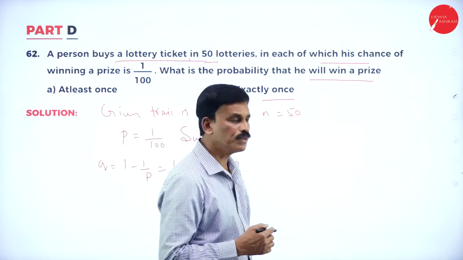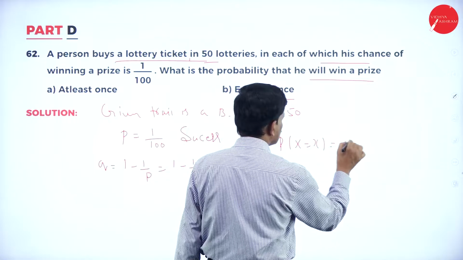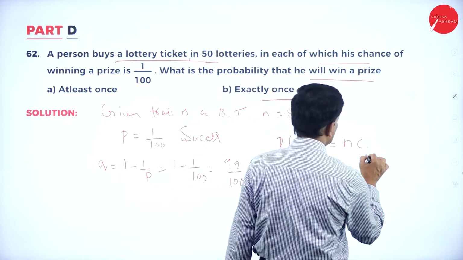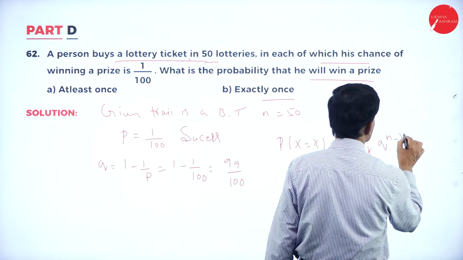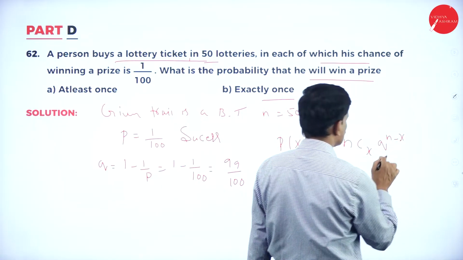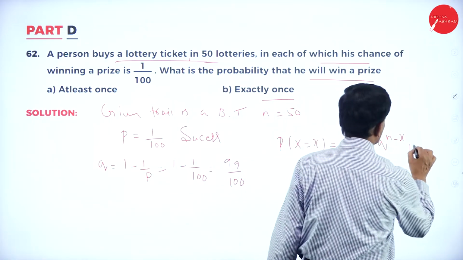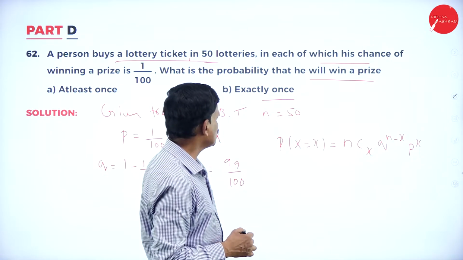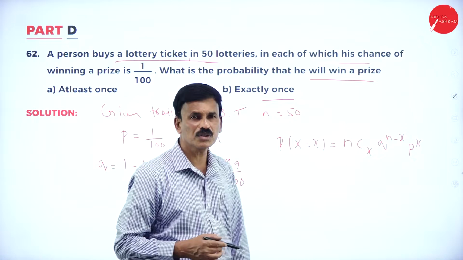Now, we know that using Bernoulli's concept, the probability of X equal to x is given by nCx q to the power of n minus x into p to the power of x. This is Bernoulli's formula. That is, P of X equal to x is given by nCx q to the power of n minus x, p to the power of x.